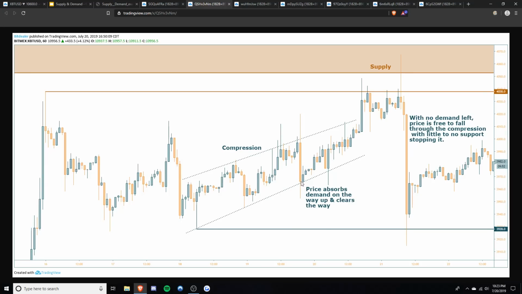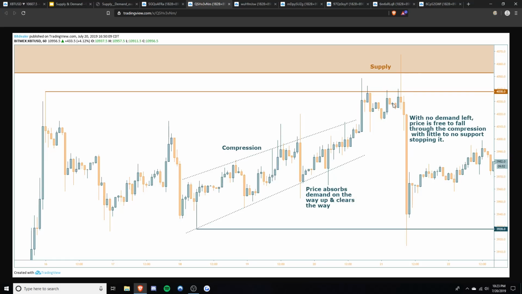Wicks down, pushes back up, wicks down here, pushes back up. Price absorbs demand on the way up and clears the way down. So price consolidates. This is just choppiness, really. It does finally pump. You can see this is a demand zone. Pushed it higher on retest perfectly into the zone, consumes it.